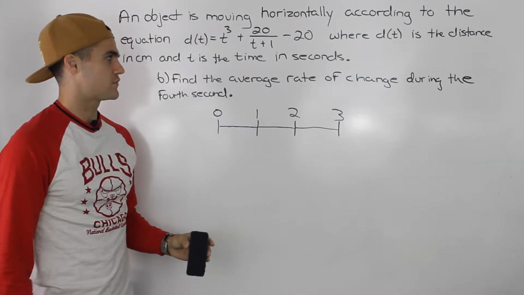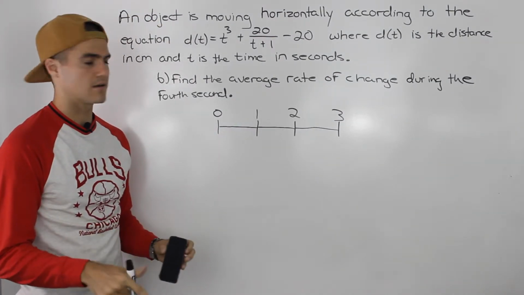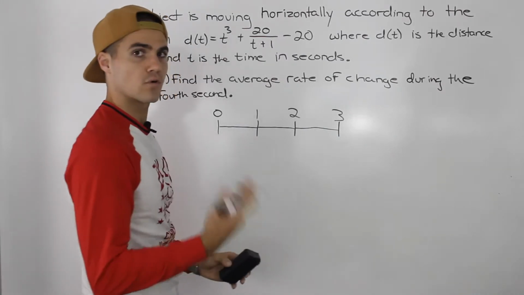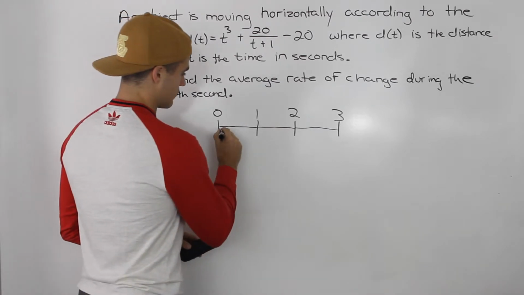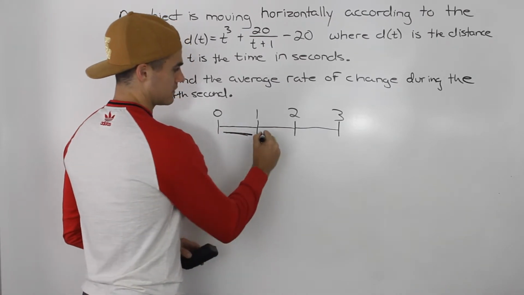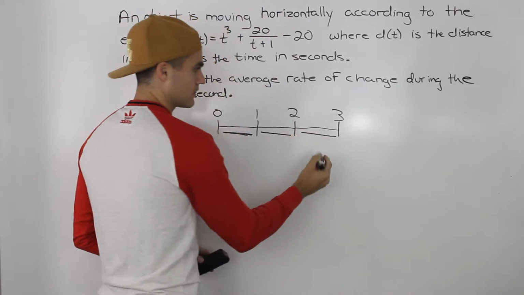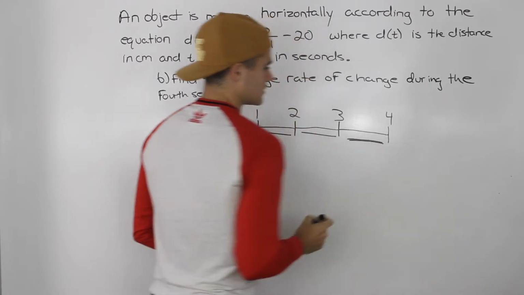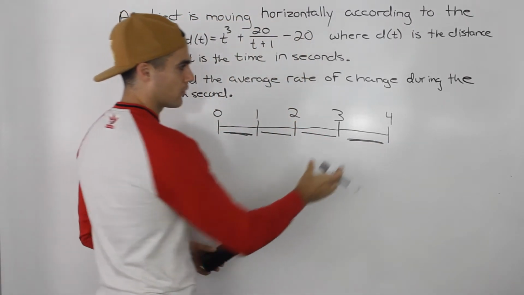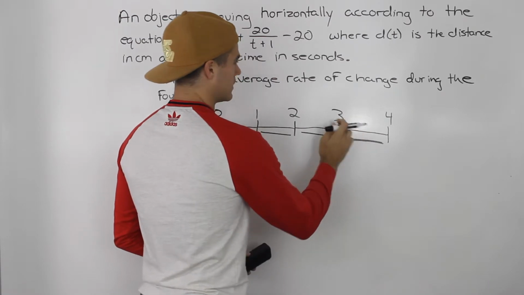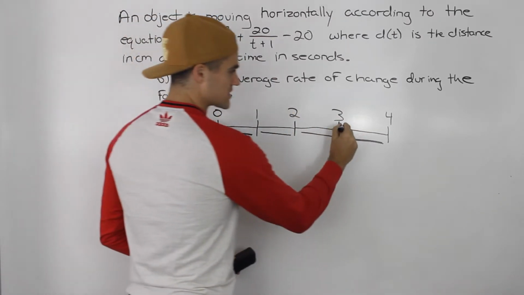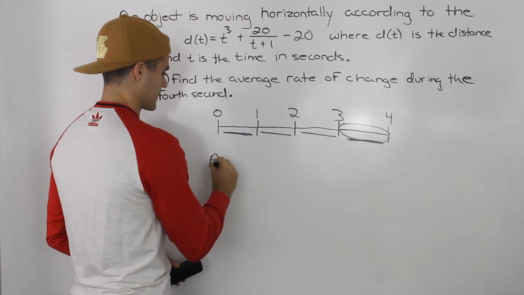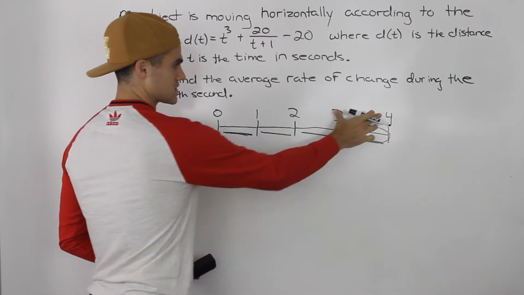And then part B, we have to find the average rate of change during the 4th second. So let's keep this timeline that I drew out. What's the 4th second going to be? Well, notice how this interval here is the 1st second, 2nd second, 3rd second, and then the 4th second is going to be right here, between the points 3 and 4. So we're finding the average rate of change in this interval here. Basically, like we did in part A, it's just going to be between these two.